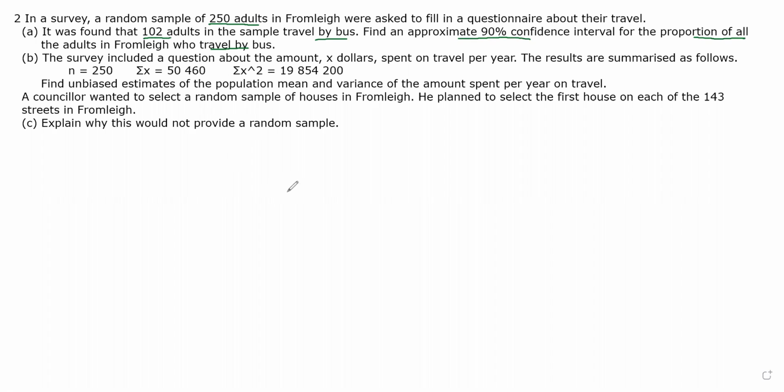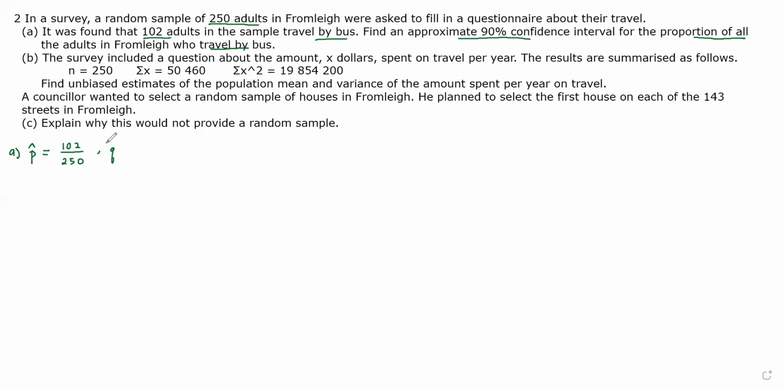So let's say P is the proportion of adults who travel by bus. We need to find a 90% confidence interval for P. Let's say P is the proportion of all adults who travel by bus. Then the estimate P hat is given by 102 over 250. This is the sample proportion of adults who travel by bus.